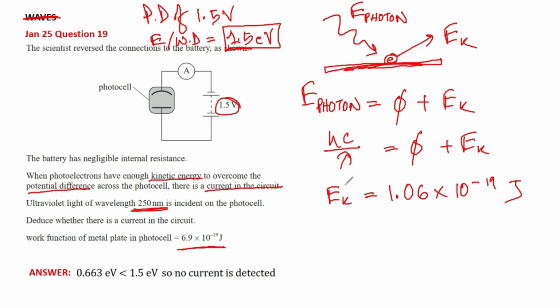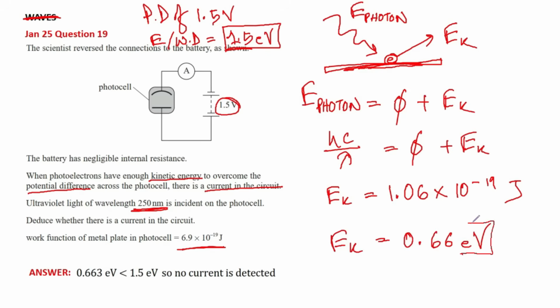What you have to do is convert this kinetic energy into eV. And the way you do it is divide it by 1.6 times 10 to the power minus 19. So this 1.06 times 10 to the power minus 19 divided by 1.6 times 10 to the power minus 19, and the value that you get is 0.66. Kinetic energy is 0.66 eV.